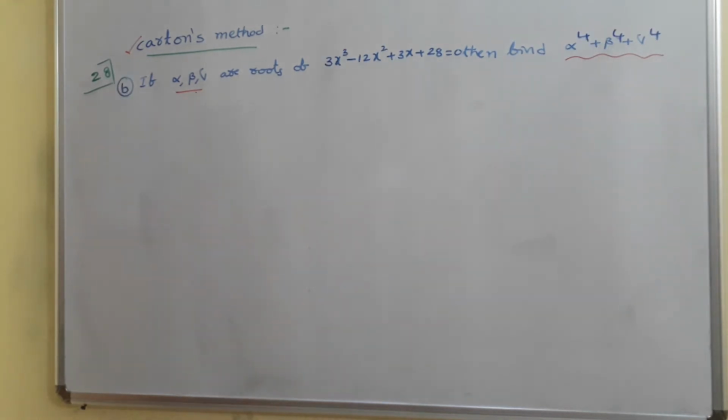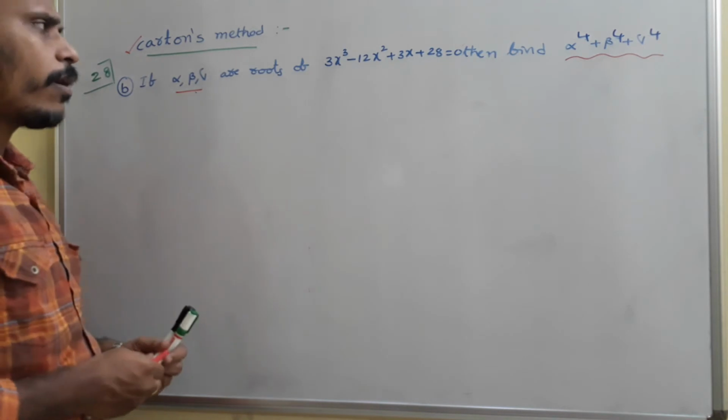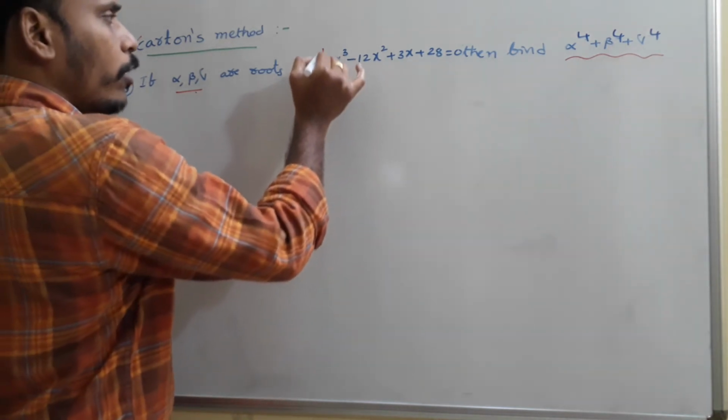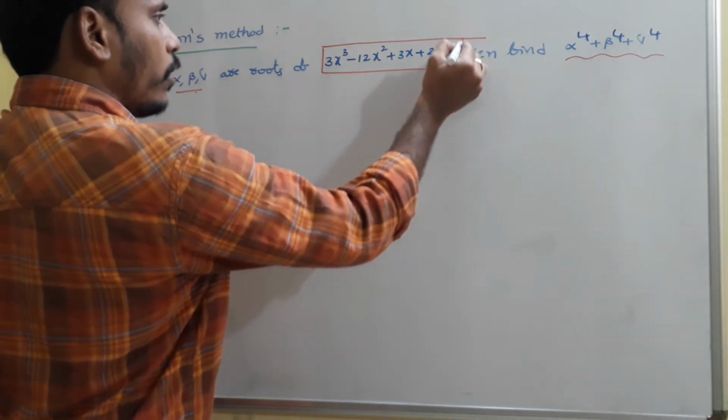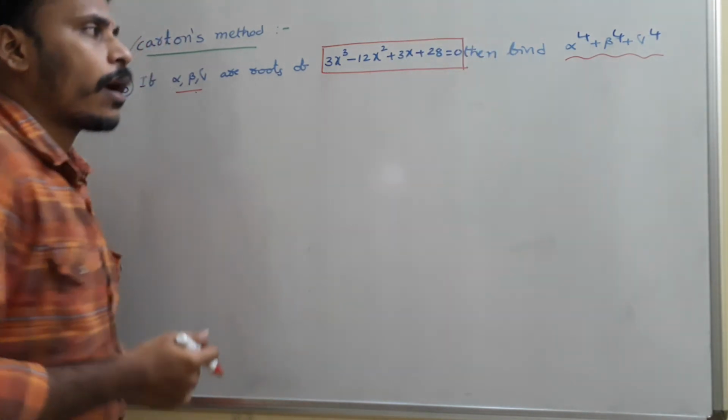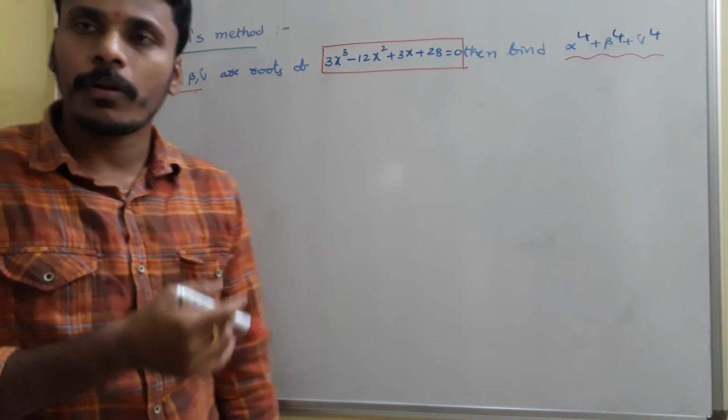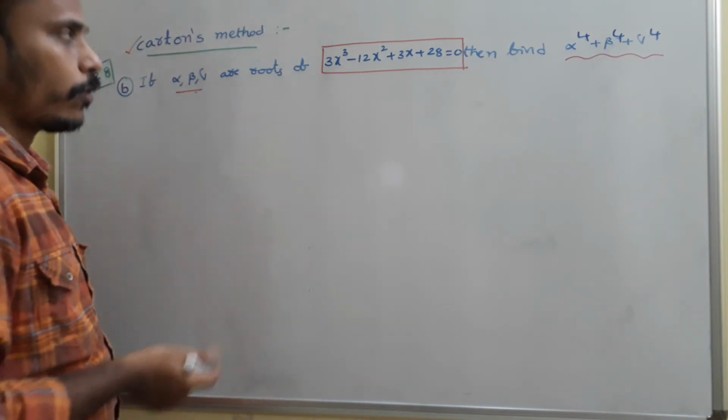So just look at another problem. Alpha, beta, gamma are the roots of the polynomial 3x cube minus 12x square plus 3x plus 28 is equal to 0. And we need to find alpha power 4 plus beta power 4 plus gamma power 4.